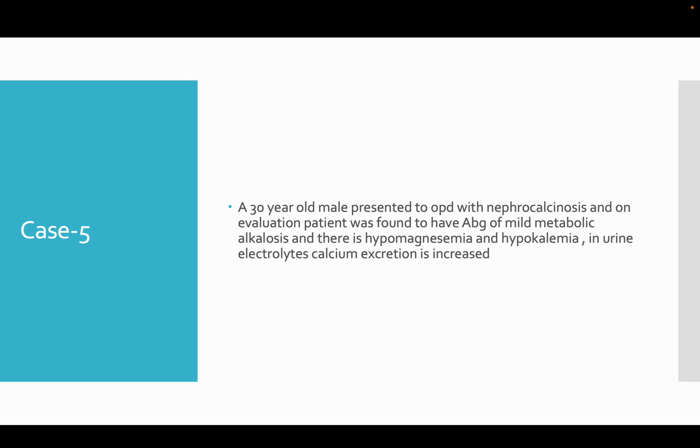Case 5. A 30-year-old male presented to OPD with nephrocalcinosis. On evaluation, the patient was found to have an ABG of mild metabolic alkalosis. There is also hypomagnesemia and hypokalemia. In urine electrolytes, calcium excretion is increased. So this is an interesting case I have seen in my MD residency, where the patient has nephrocalcinosis. We wanted to know what the cause of nephrocalcinosis was.